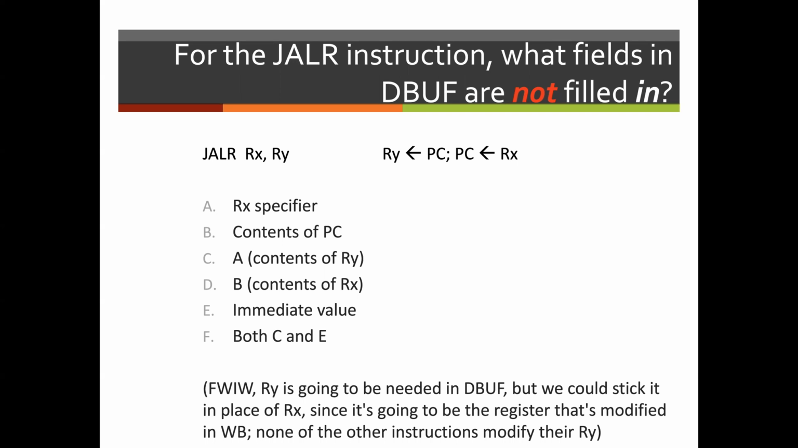Or is it both C and E, where we don't need the contents of RY and we don't need the immediate value? The correct answer would be F: we don't need the contents of RY and we don't need the immediate value. We can put the value of RY into RX because that will be passed down to our write back register.